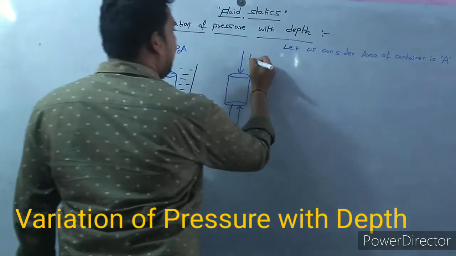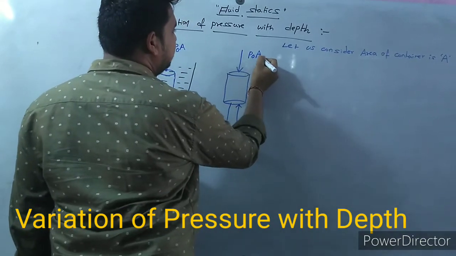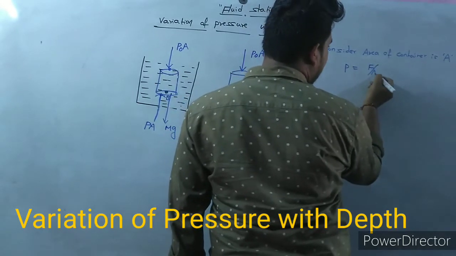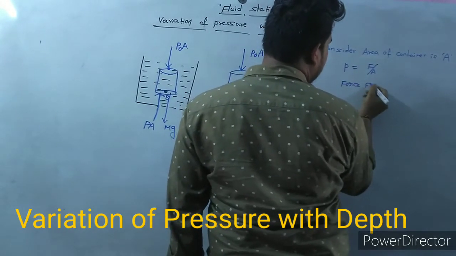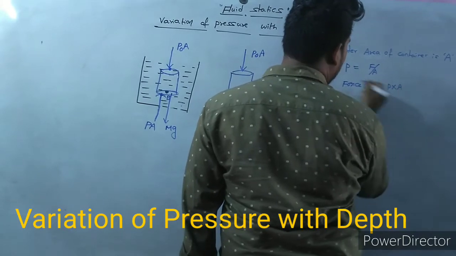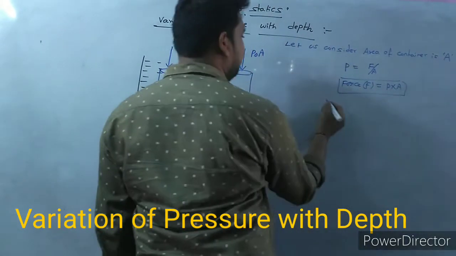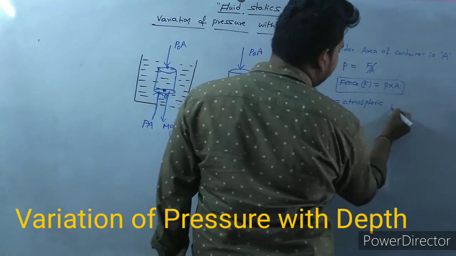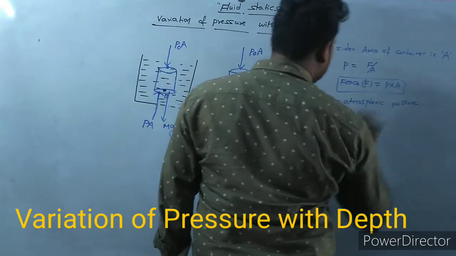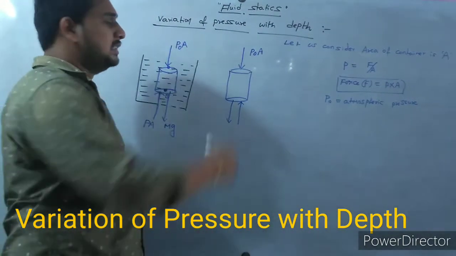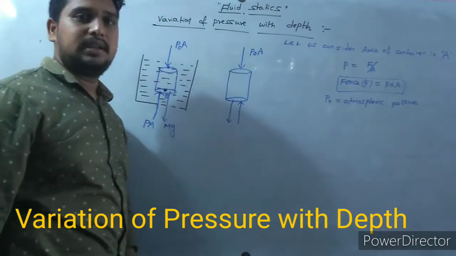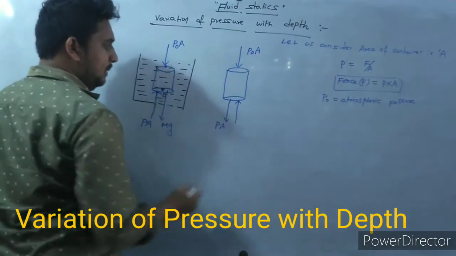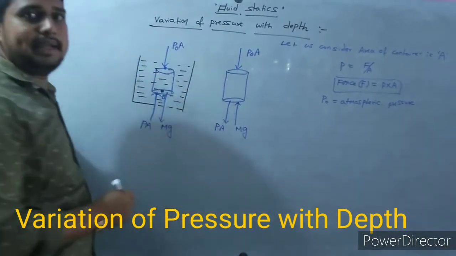Due to the atmospheric pressure this force is acting. Already we know pressure is equal to force by area, then force F is equal to pressure into area. So due to the atmospheric pressure P naught, some force is acting, that is P naught into A. Downward, this is acting, and weight mg is acting downward.